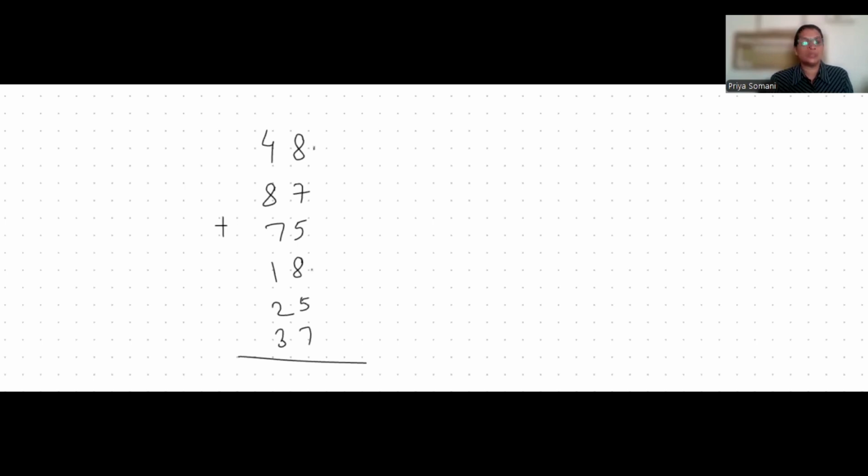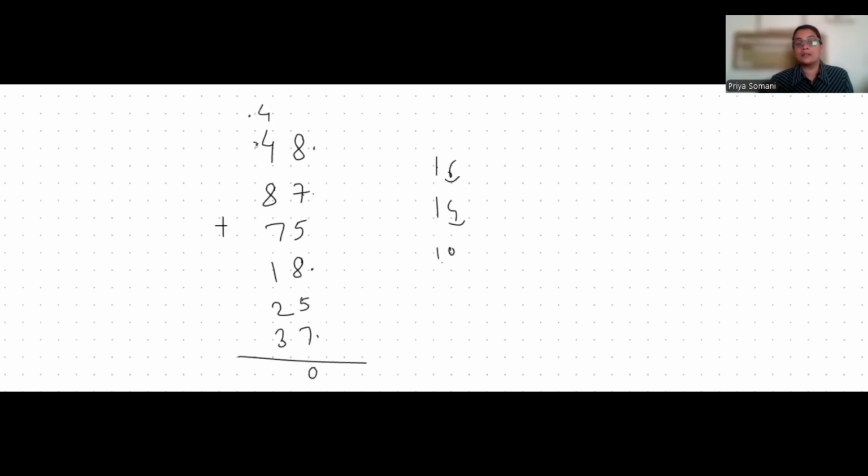So 8 and 8 makes 16. 7 and 7 is coming, which is making 14. And 5 and 5 makes 10. Now 6 and 4 is making 10. Correct. So 10, 20, 30, 40. So this is making 40. Write 0. Carry 4. Now I can see 4 and 4 makes 8.